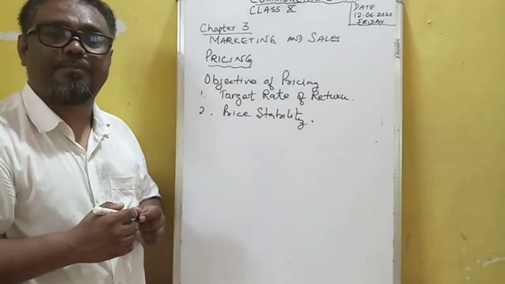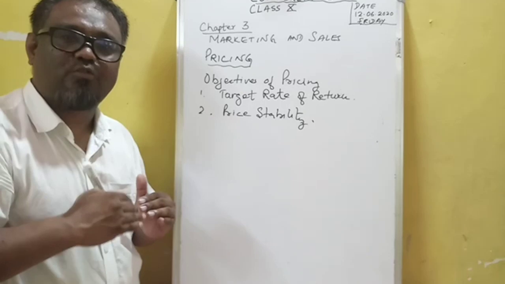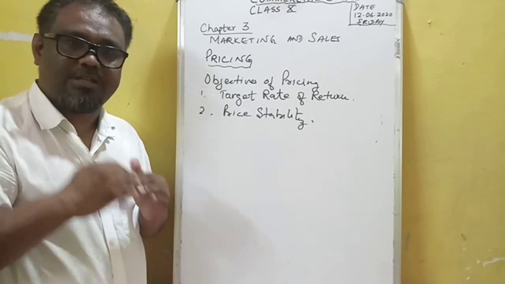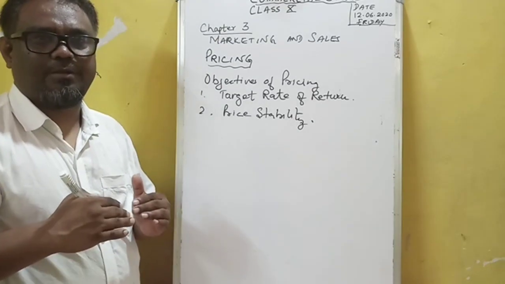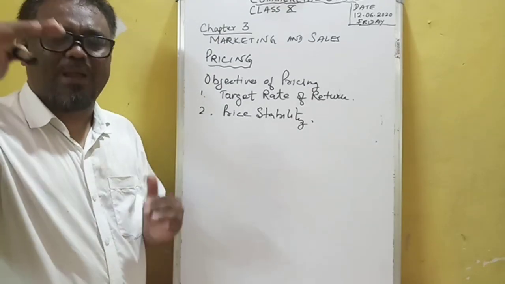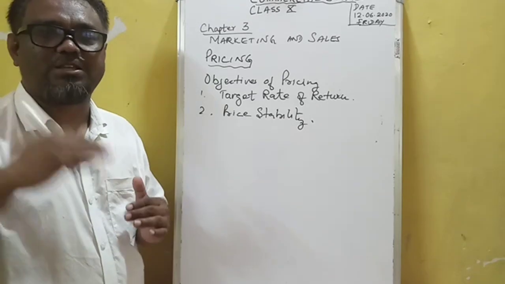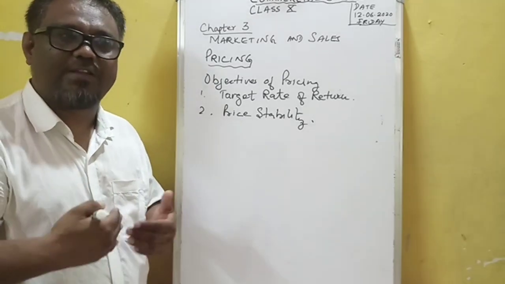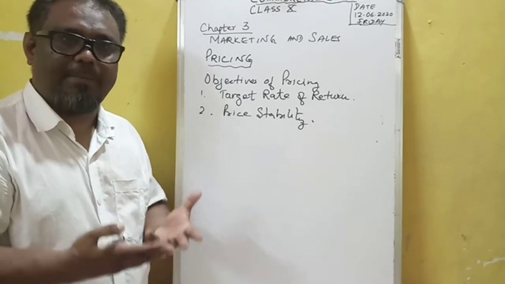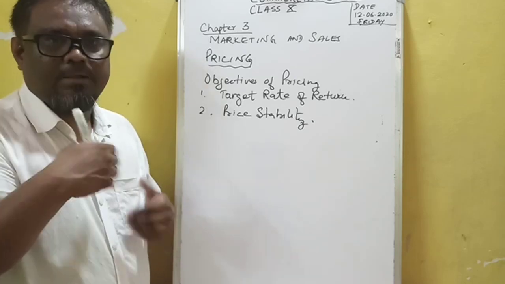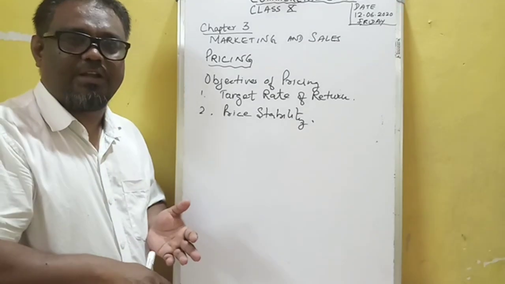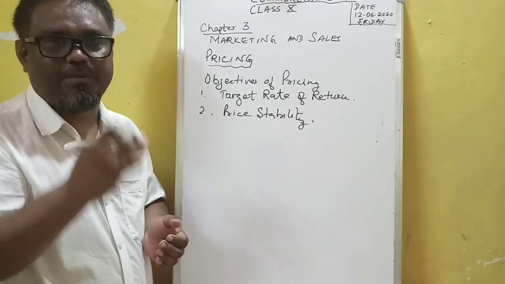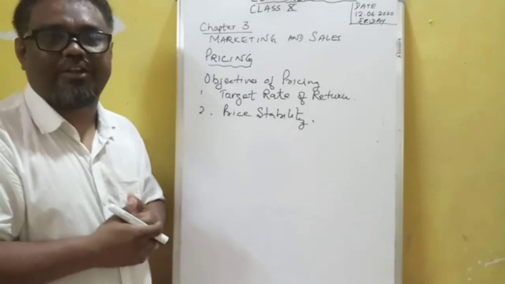So price stability means that prices should not be kept too high or too low, because of the cutthroat competition in the market. If the price is very high, the producer or manufacturer cannot compete in the market. They may not be able to challenge the other producers, other businessmen. If the price is very low, the firm may not earn its target rate of return.